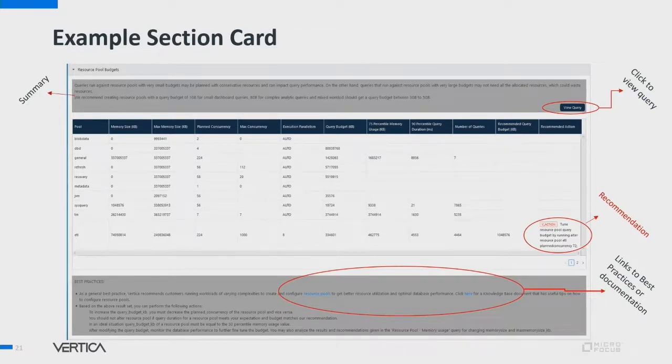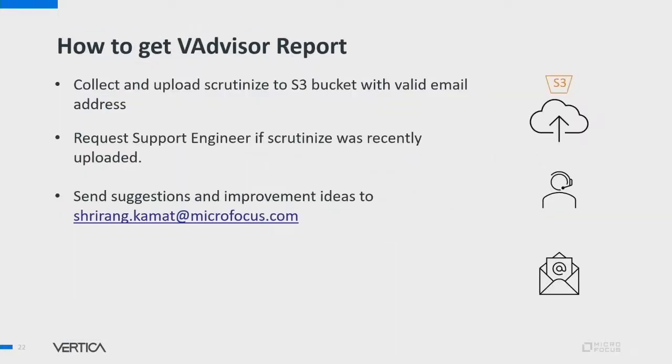Another section is the recommendation based on the different outputs. For instance, for the resource pool budget, it may recommend you change the plan concurrency. How can you get this report?